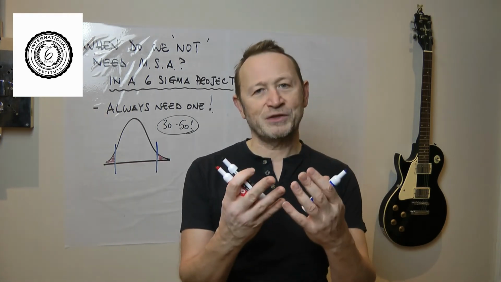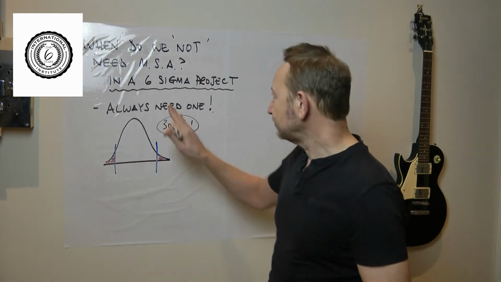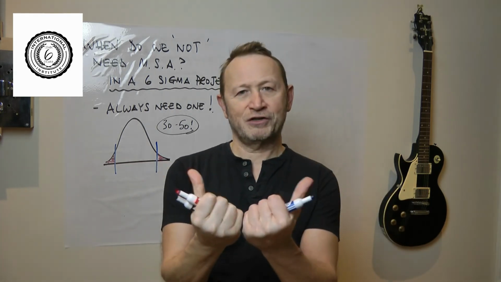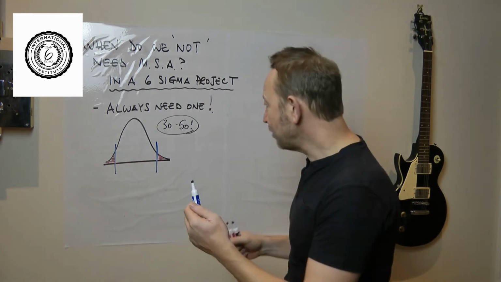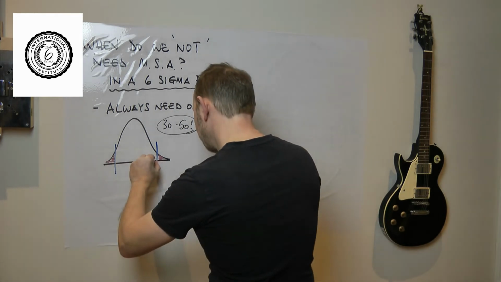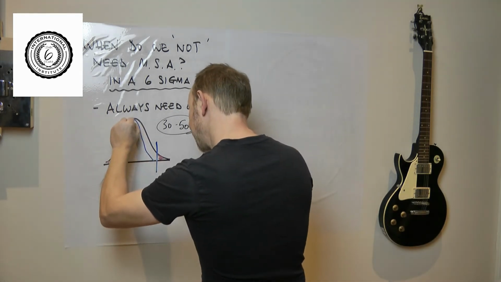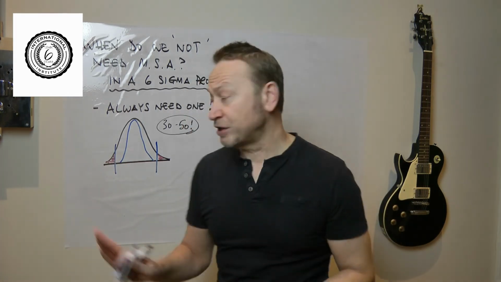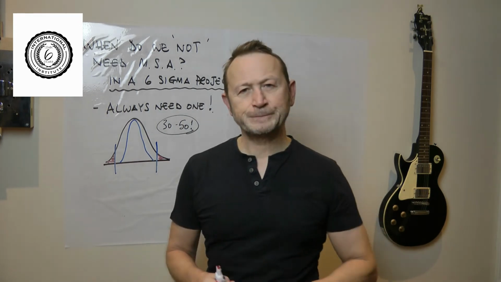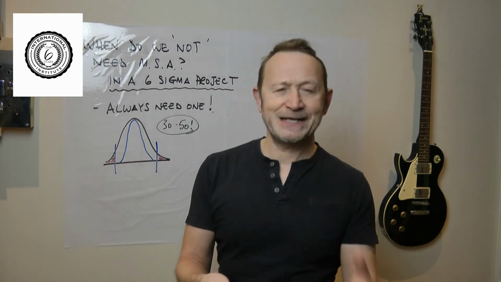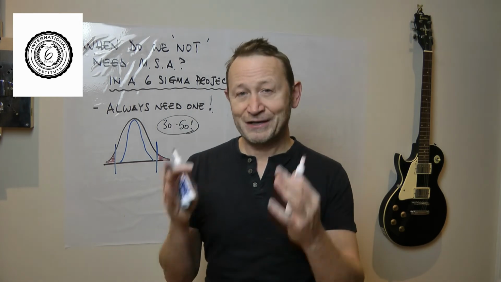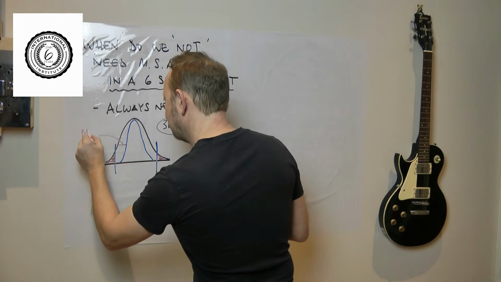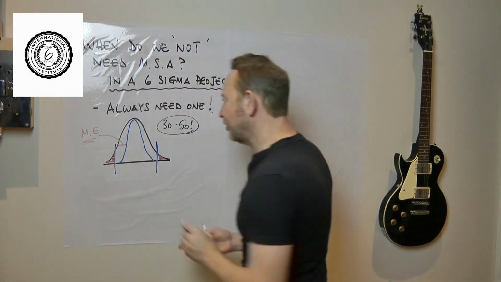Well, here's the deal with measurement system analysis. Measurement error always makes this picture look fatter. So in reality, if I put a distribution just below this, look, what your process might really be producing is the blue distribution. What you see is the black distribution, and the difference between the two is your measurement error.